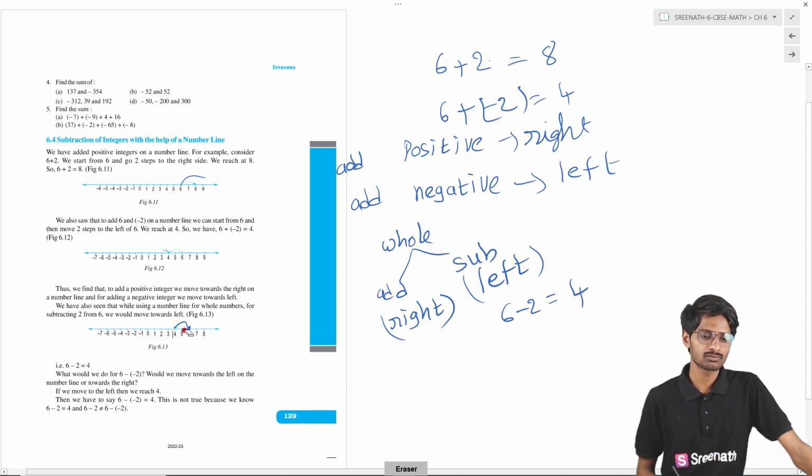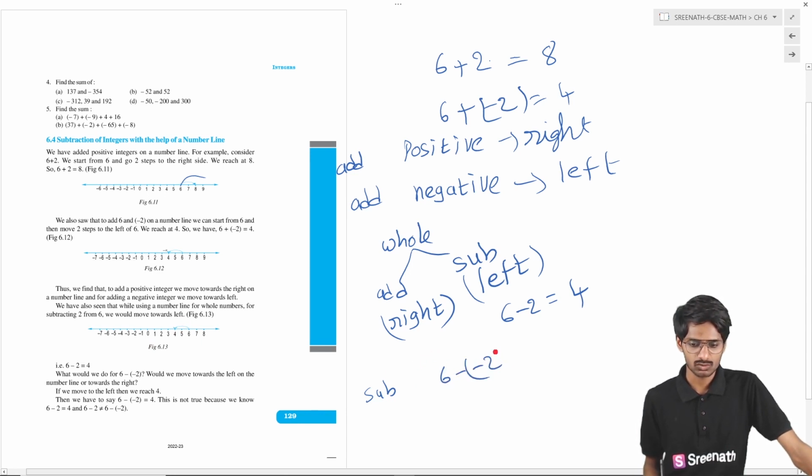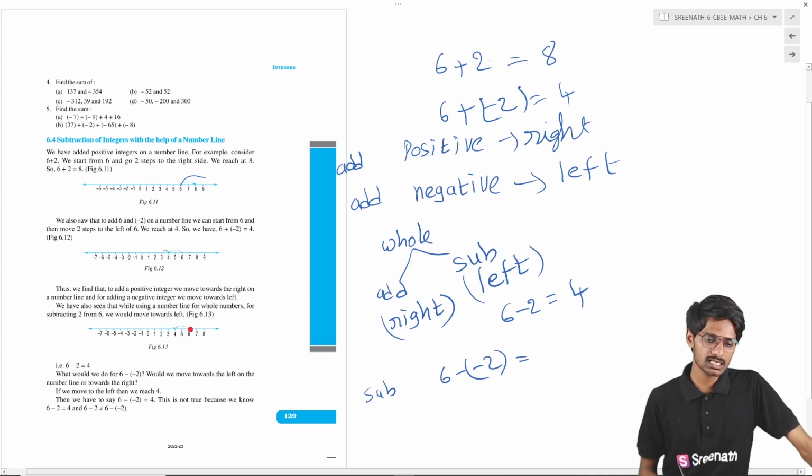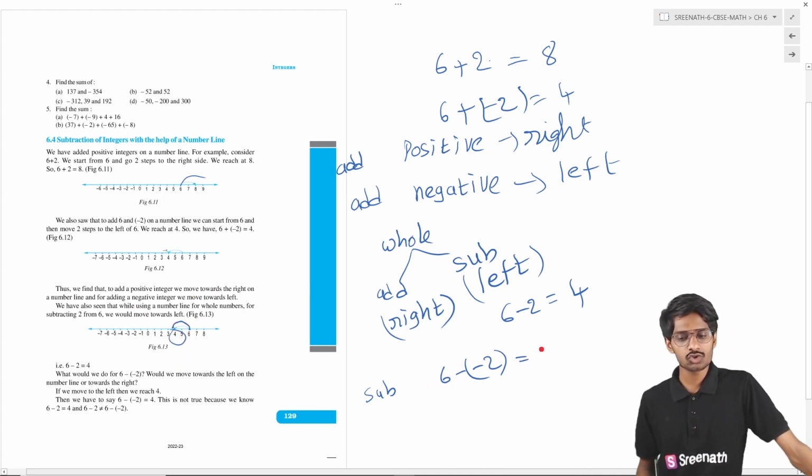2 steps, you will get 4. So now what we have to do if you want to subtract 6 minus of minus 2. In this case also, there is a subtraction in whole numbers. In the case of subtraction, we are moving left side. So if you move towards the left side, whatever you get is 4. So 6 minus of minus 2 would also be 4.